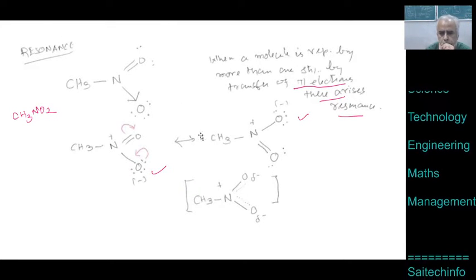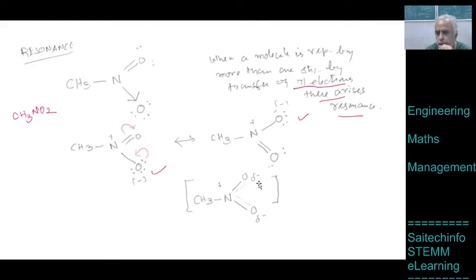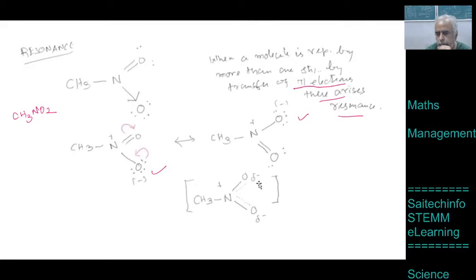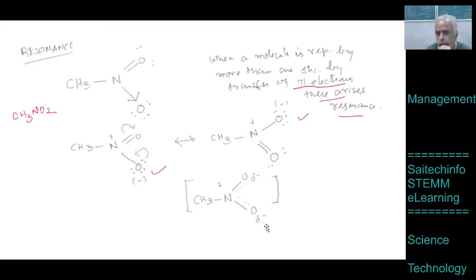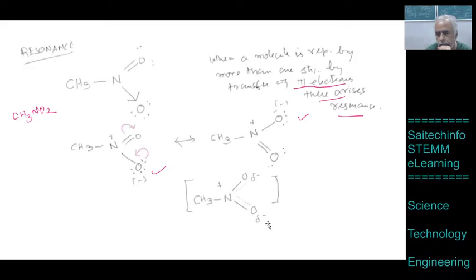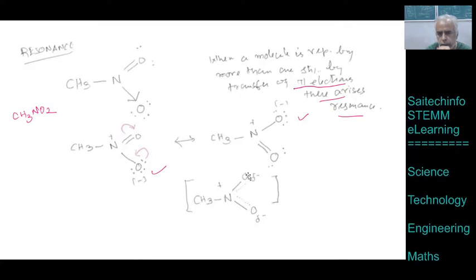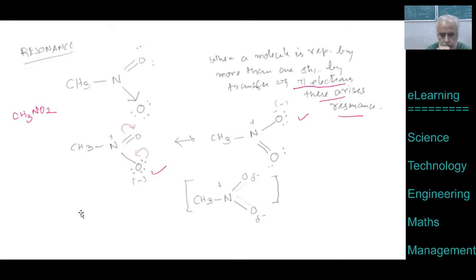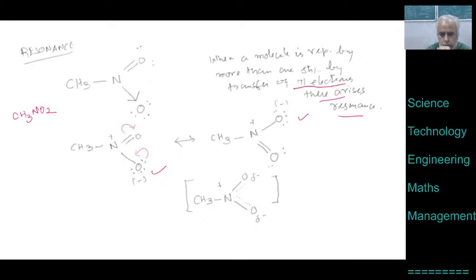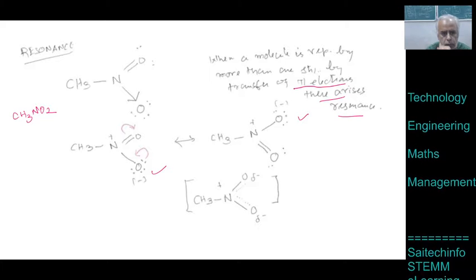Here you can see this delta minus represents partial negative character, and delta minus partial negative character for this oxygen, so that equally it is distributed, it is symmetric, right?